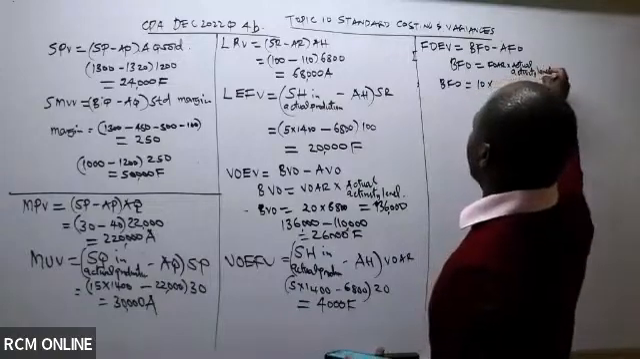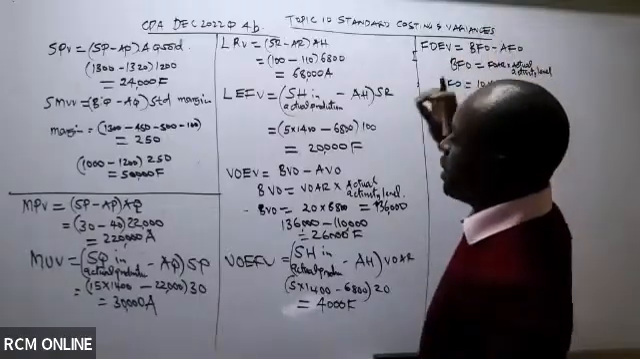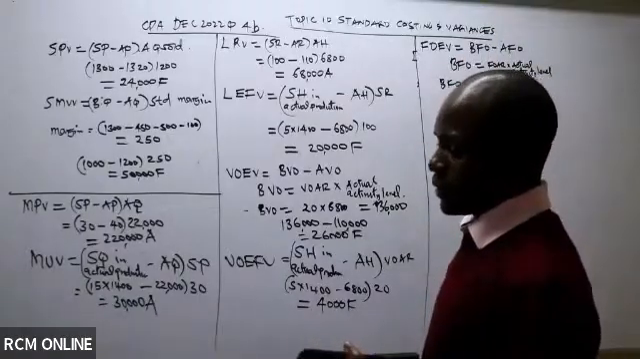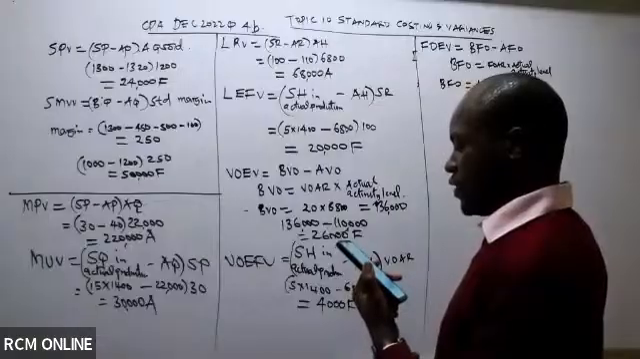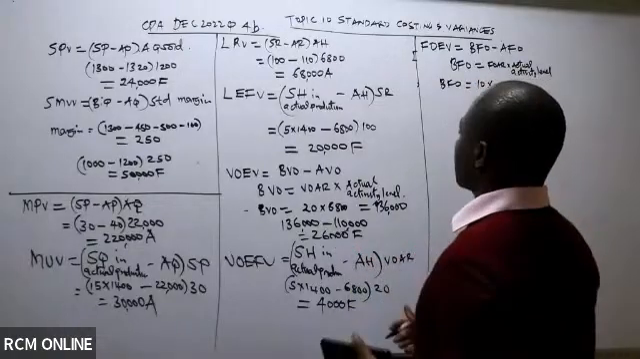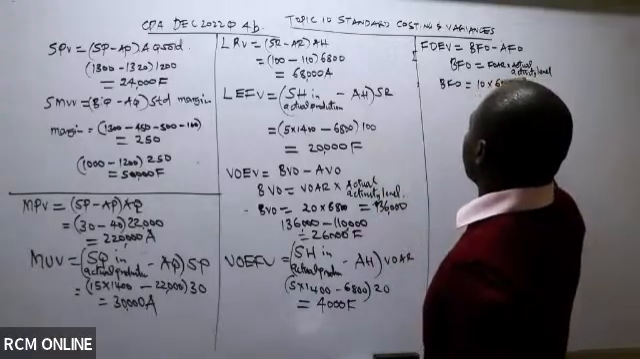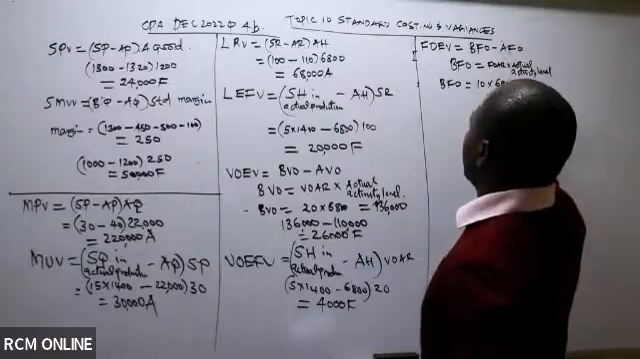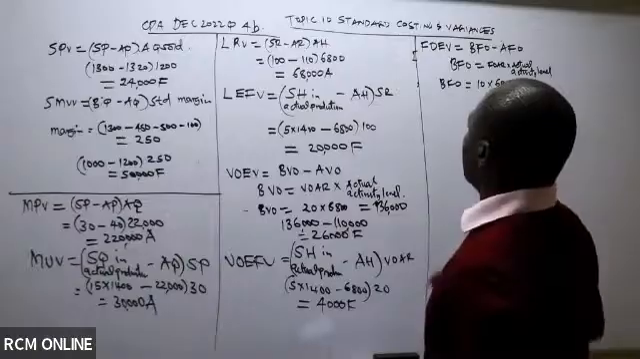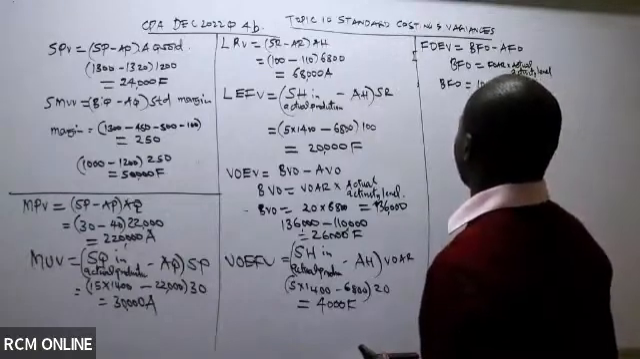We multiply by actual activity level. You can clearly see our fixed overhead is also dependent on labor hours. So what is our labor hours? Actual labor hours, 6,800. So that will give us 68,000.